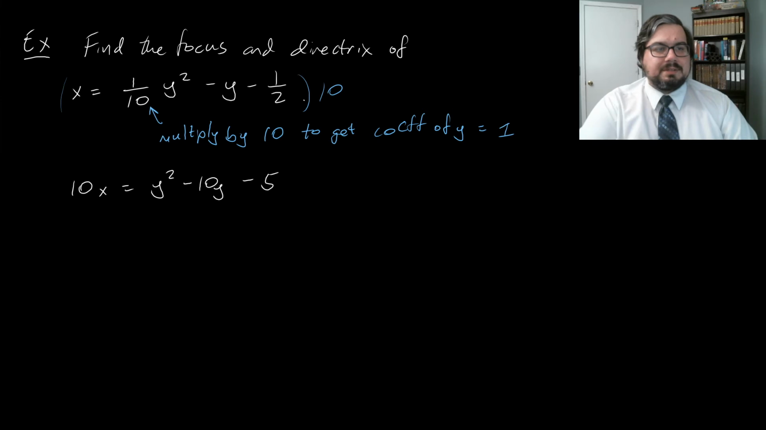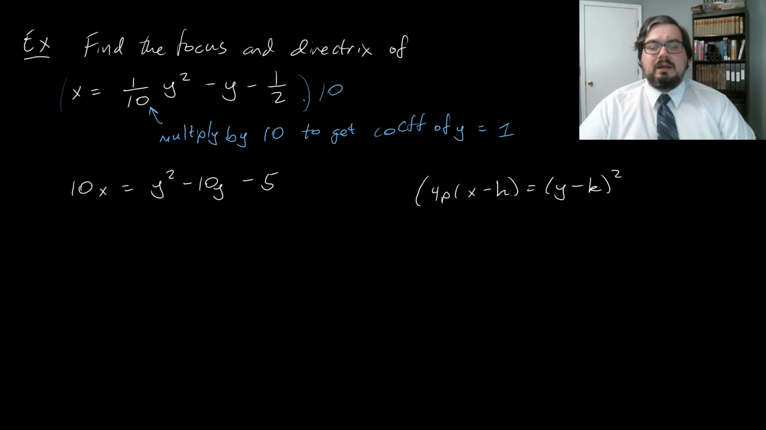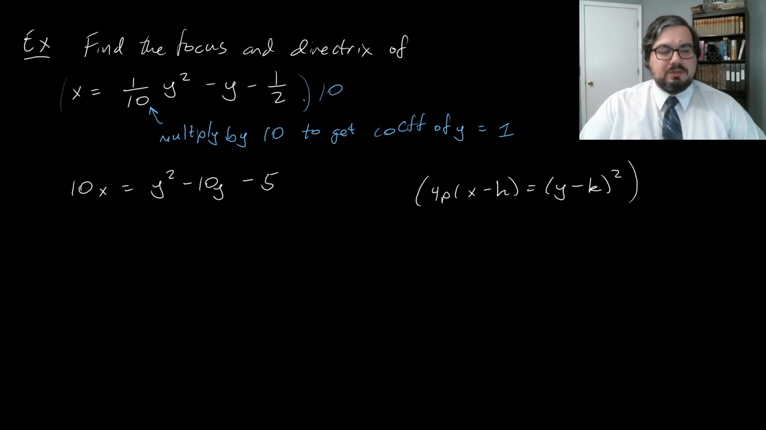What our goal is to make this look like something of the form 4p times x minus h equals y minus k squared, to make it look like the form of the equation on the last page that gives us the most information. This gives us h, k, and p, which allows us to determine the directrix and the focus. So let's go ahead and keep working here. The left-hand side looks okay. We've got something times x. That's approximately what we want to happen over on the left.